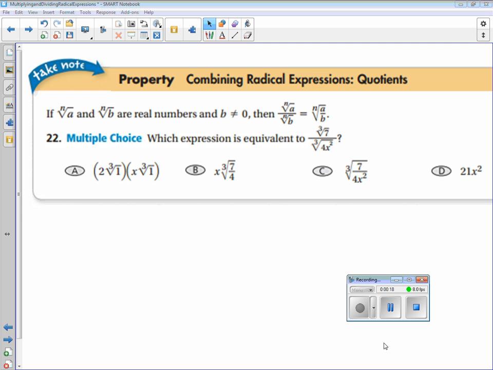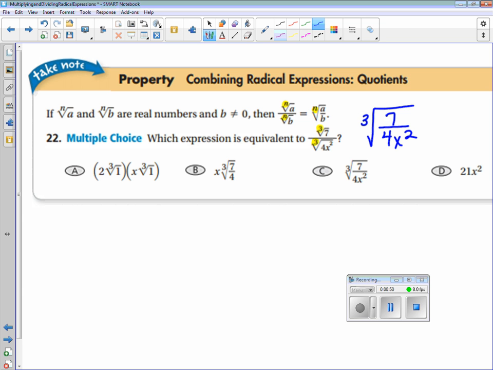If you look at the property in terms of A and B, you will see that the index here and here are the same. They're both n. And we can write them underneath one big radical, if that's the case. So if I look at this particular example, I have a 3 as my index. They're both the same, which means that I can rewrite this as one radical, 7 over 4x squared. Just combining. You can put them both underneath the same one, as long as the indexes are the same. And so that would be, in this case, option C.